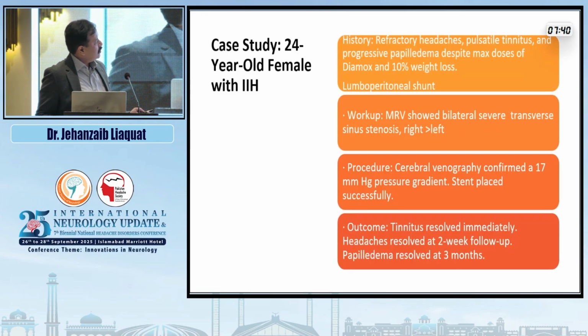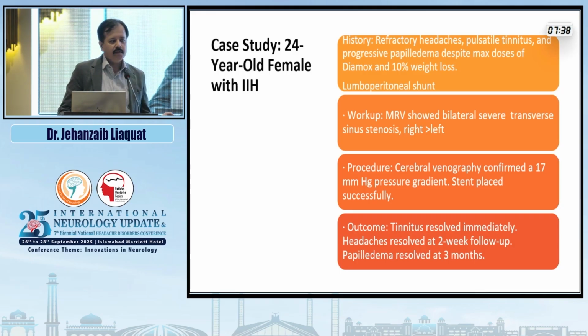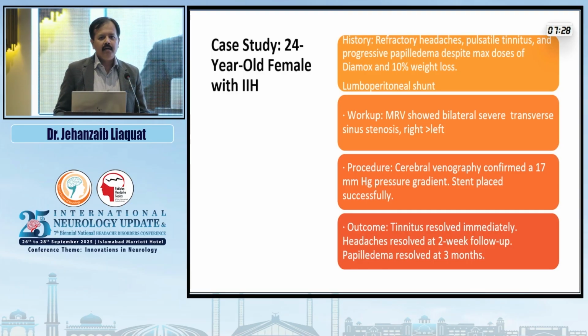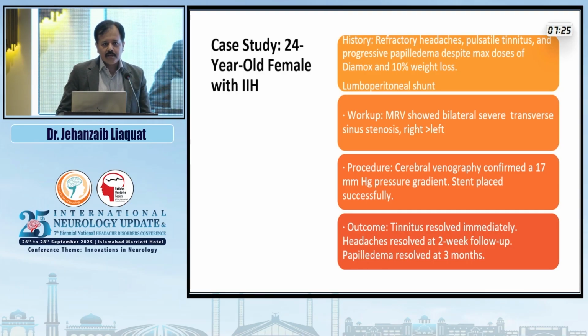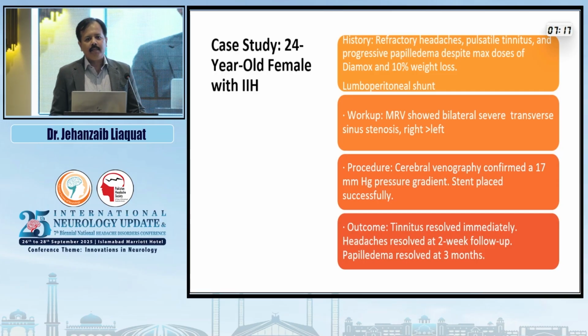So this is a case of a 20-year-old female which we recently managed. She is a doctor by profession and doing her house job right now. During her medical school years, she started having headaches and visual disturbances. She is of normal weight, and she also had bilateral tinnitus, more on the right as compared to the left. Obviously, she had medical management.